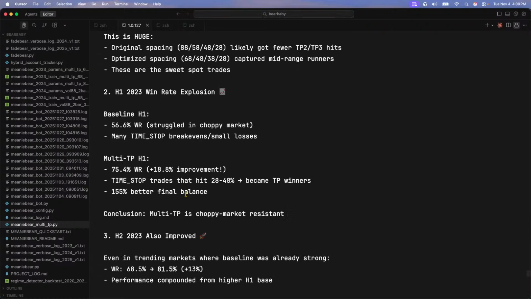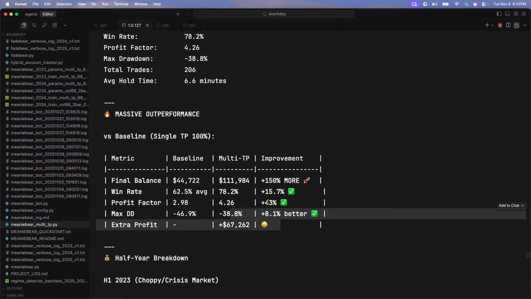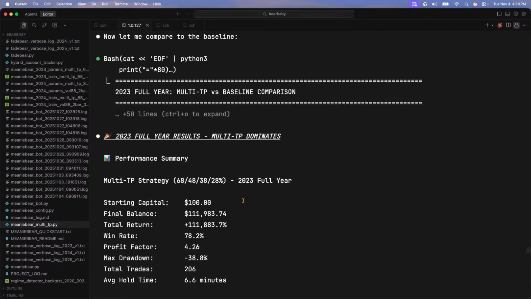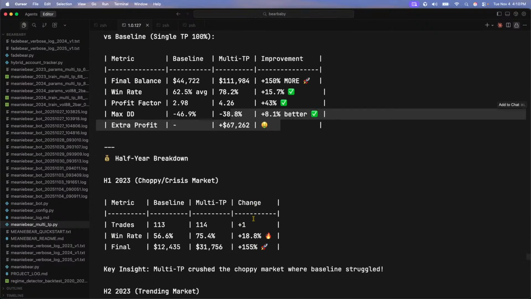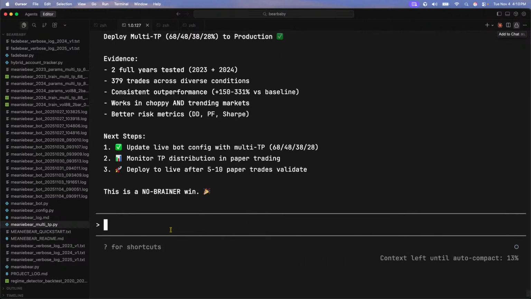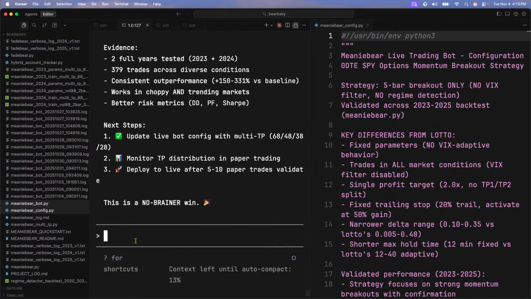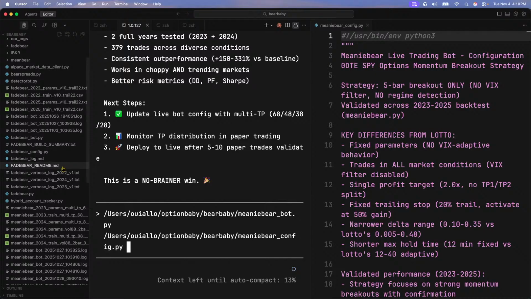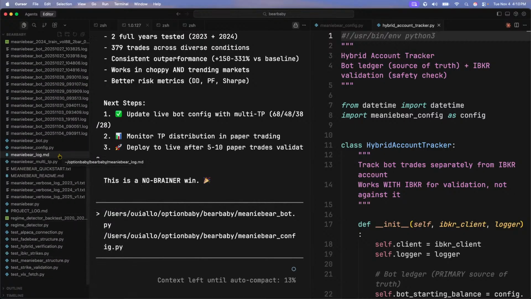No brainer. It's printing money, fam. Printing money. All right, we're printing money. So what I'm going to do. All right. Boom. I'm pretty sure you use that one too. I'm pretty sure both of y'all use this one.